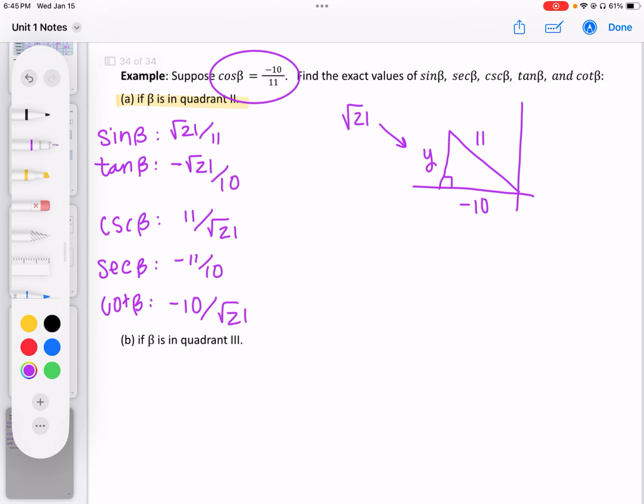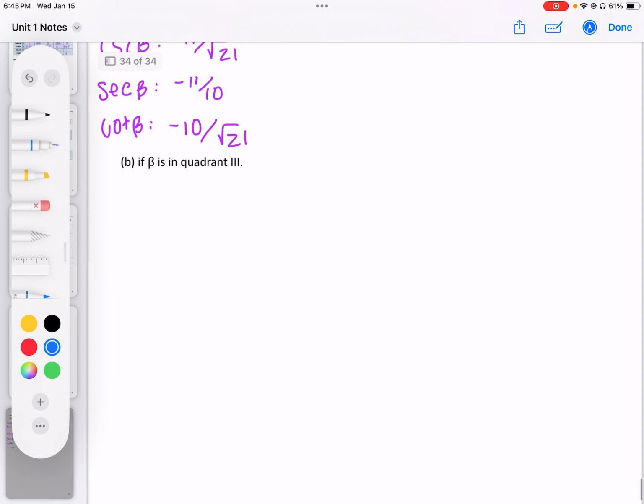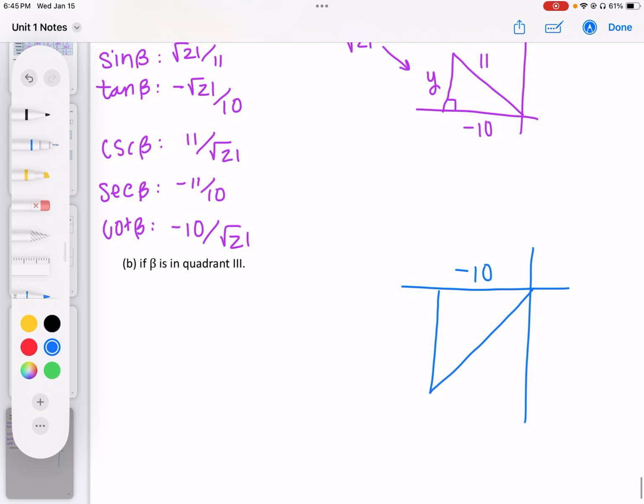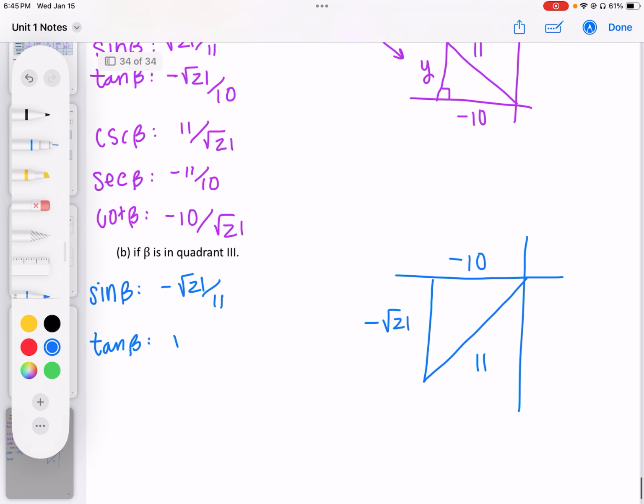Now, this is going to change things if we move everything into quadrant 3. In quadrant 3, we're going to have a negative root 21. So let's quickly draw that triangle here. We had negative 10, negative root 21, positive 11. The only thing that's changing now is that we now have a negative root 21. So sine of beta is now negative root 21 over 11. Tangent of beta is now a positive root 21 over 10, because we had a double negative. Cosecant is going to be negative 11 over root 21.